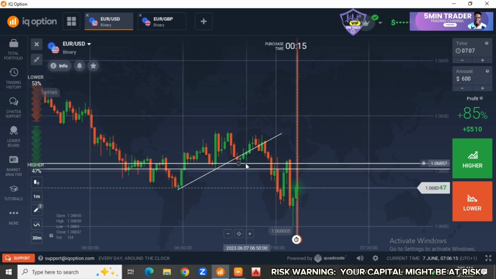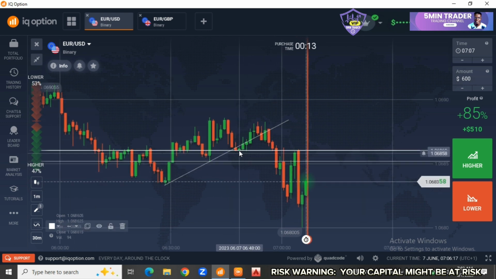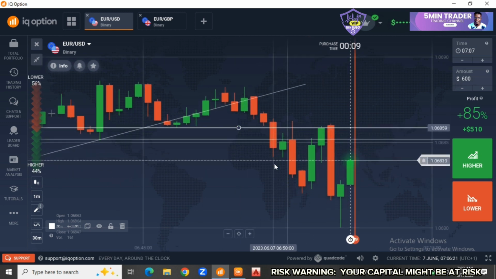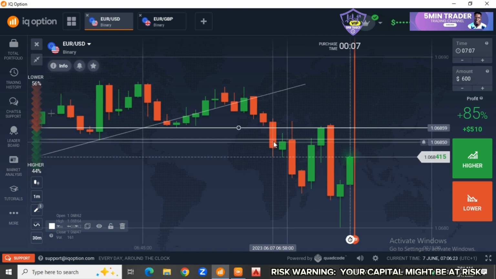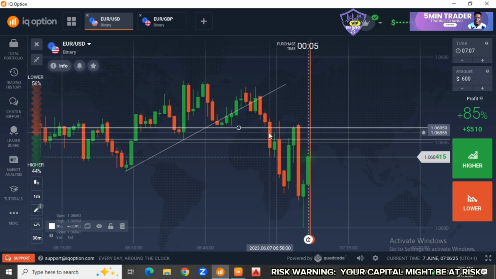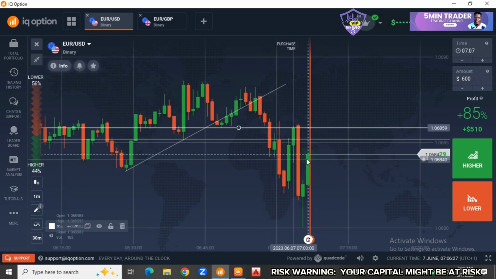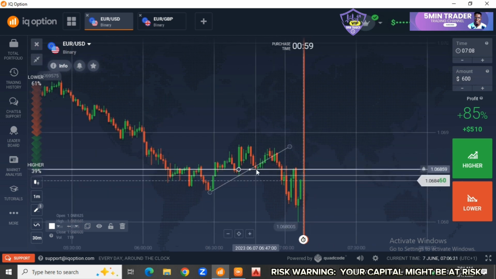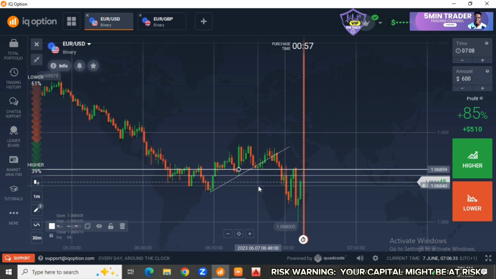I wanted it to break, and it was broken by this candle. So I placed my trade at the end of this candle, and somehow we have now lost this trade. So this is all about the trade setup. I hope you have learned something and you can apply the same when you want to trade.